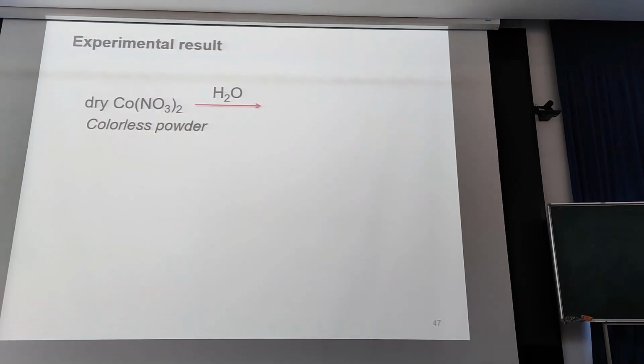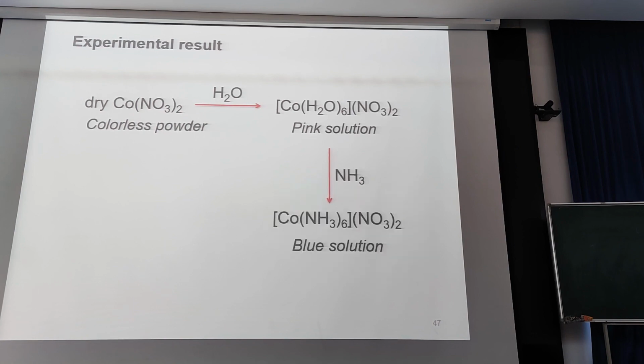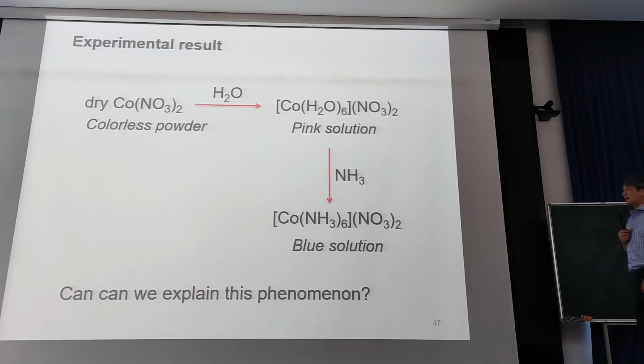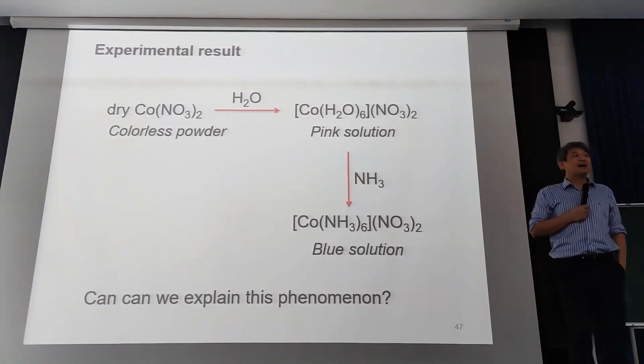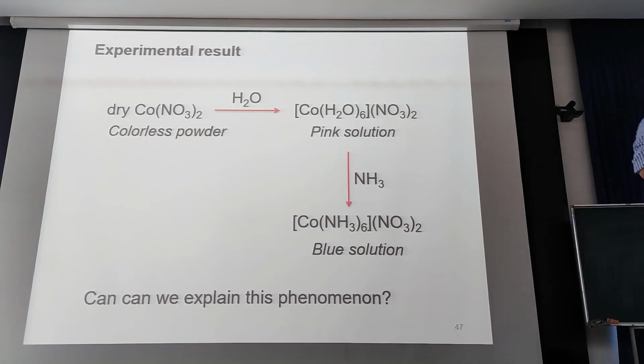Now, let's move to the last question. Here is an experimental result. If you have dry cobalt nitrate, it is a colorless powder. When you put water inside, it becomes a pink solution. If you add ammonia inside, it will become a blue solution. My question is, can we explain this phenomenon understanding that cobalt is a d element with the d orbital? Am I clear in my question?